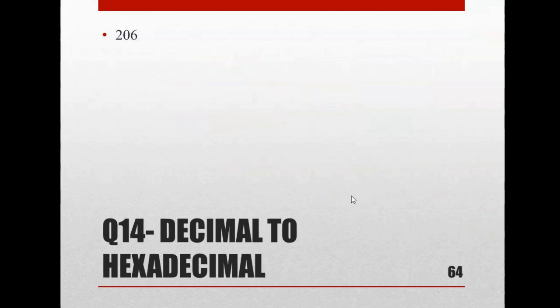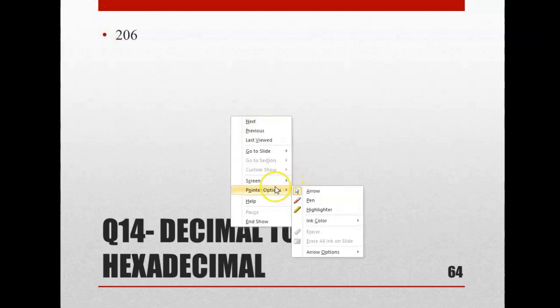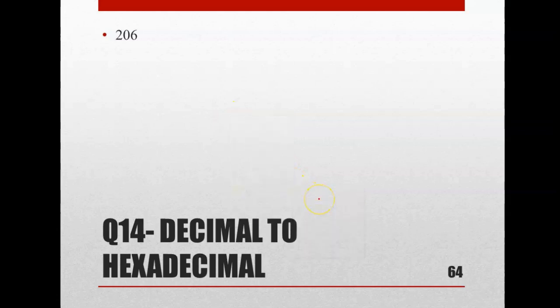Now next is again decimal to hexadecimal. For this one, decimal to hexadecimal, you will divide it by 16, right? So 206, divide by 16. So here we have 16. 16 times 1 is 16, then 4 and 46, and for 46, 16 times 2 is 32. So 32, 42, 14 is the remaining.